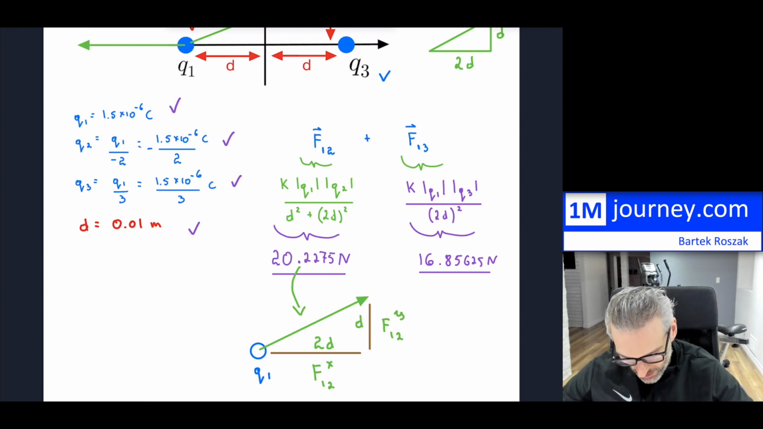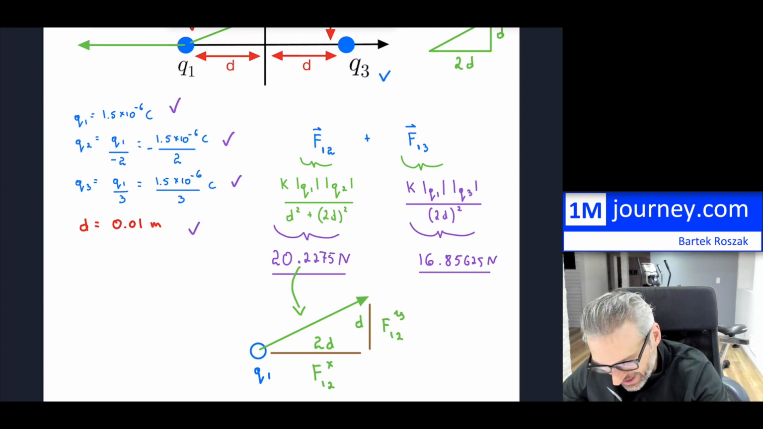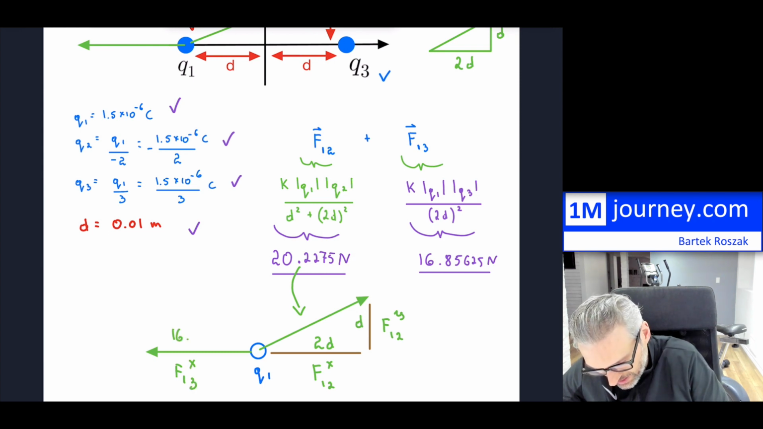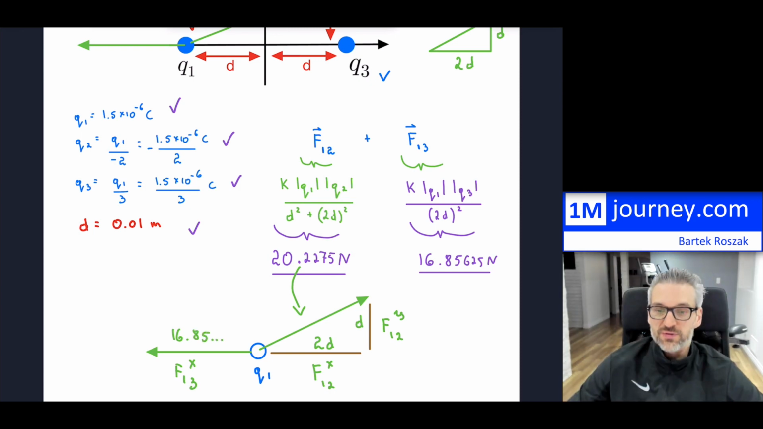So that's going to be the first one. The second one is going to be a little bit easier because that's entirely the x component. Because they're both positive, Q1 and Q3, these are going to be repelling each other, and this one is going to be in this direction. So that's F13, and it's purely in the x component. This one is actually 16.85, etc.